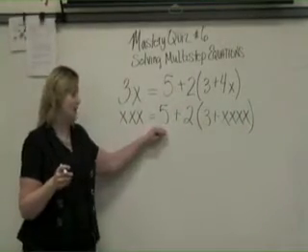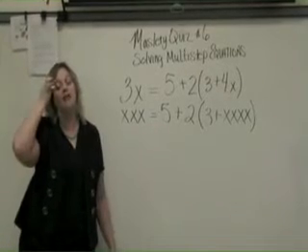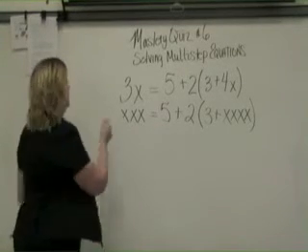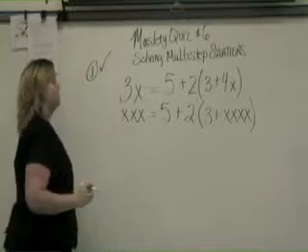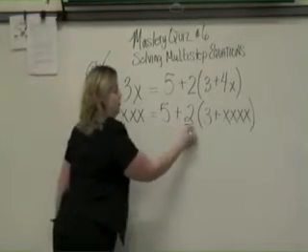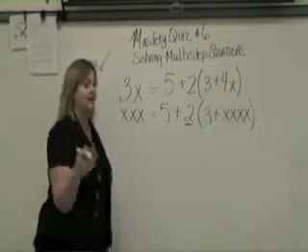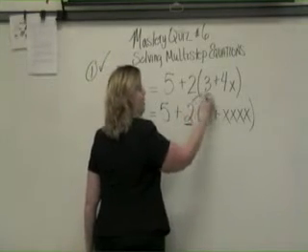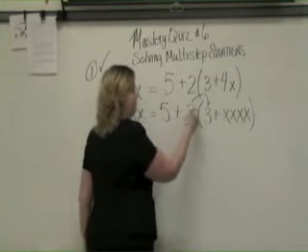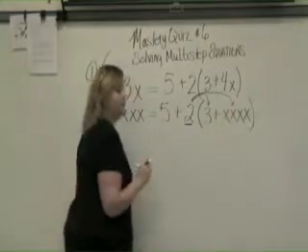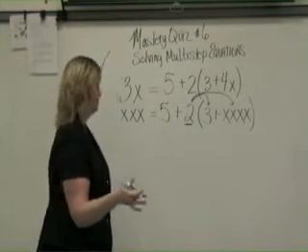I see this is an equation. So the first thing I have to do, yes, is the distributive property. So let's take a look. I see a 2 outside parentheses, so I know that indicates the distributive property. So I'm going to multiply the 2 times 3, and then I'm going to multiply the 2 times the 4x.